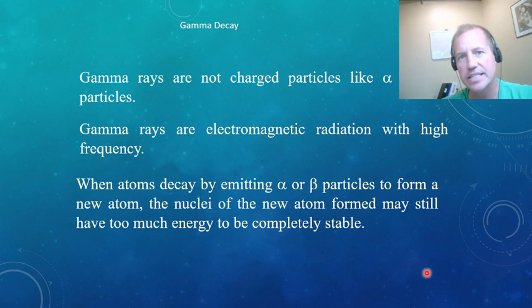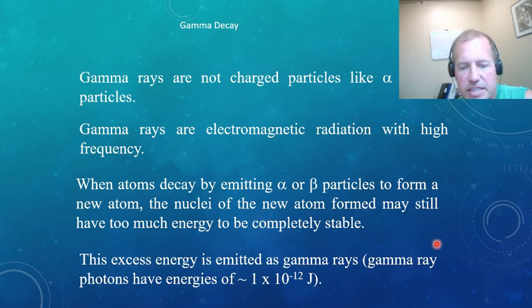Remember how I said that nature prefers a lower energy state. So this unstable nucleus is at a very high energy state, and in order to get to that lower energy state, it needs to release some energy, and in that process it's going to release a gamma photon, gamma energy. And typically a gamma ray has an energy of 1 times 10 to the minus 12 joules, which is a unit of energy that we will be talking about in the future.